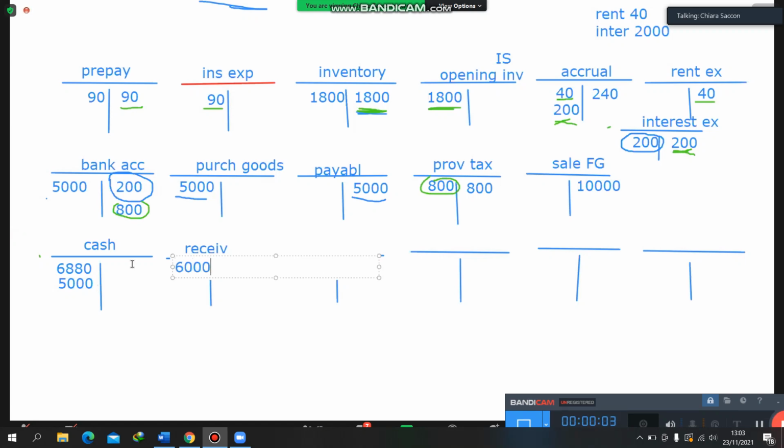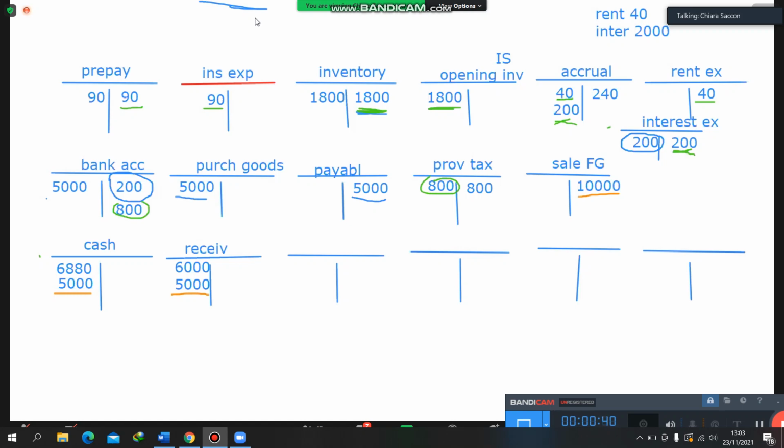Okay, but this transaction is making it greater than 5,000. So I'm now writing the effect of this transaction, the sale, 10,000 here as a revenue, and then cash, more money for 5,000, and more credits for 5,000. Same amount on both sides, 10,000 on the right side and 10,000 on the left side.